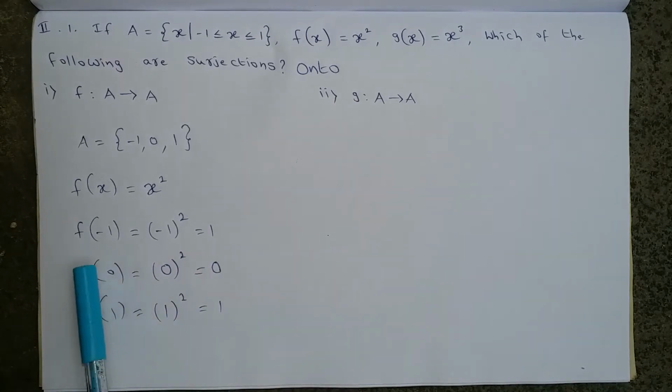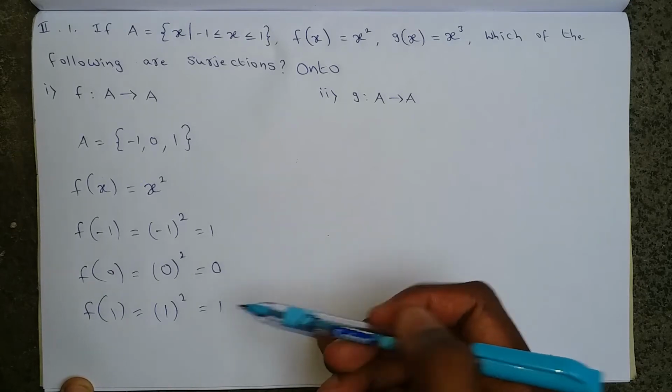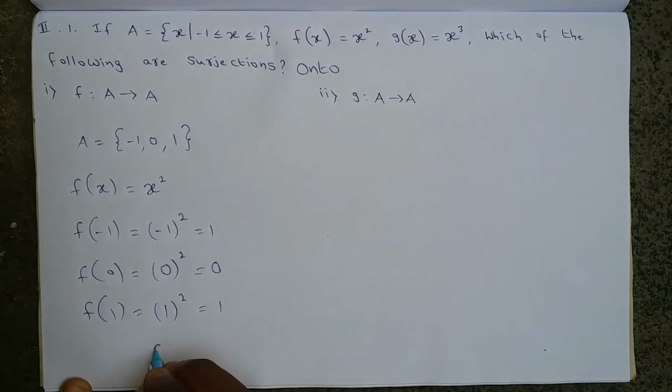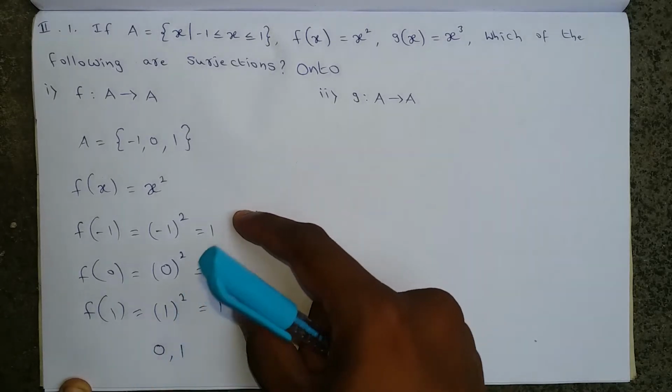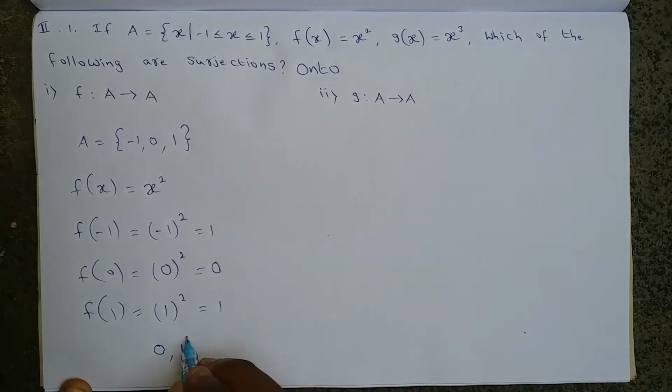Now when we substituted minus 1, we got plus 1. When we substituted 0, we got 0. When we substituted plus 1, we got plus 1 only. So what are the answers we got? Those are called the range. So what are the elements we got as the answer? 0 and 1 only. So 1 we got 2 times, but according to the set definition, no element should be repeated. So that's why we will write 1 only 1 time. So the range is {0, 1}.